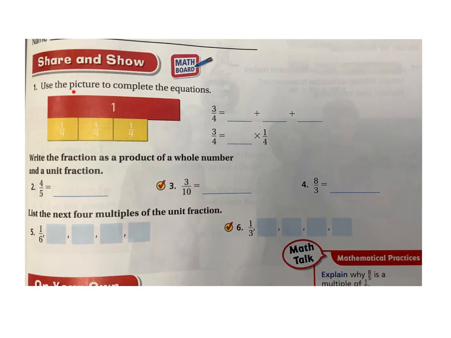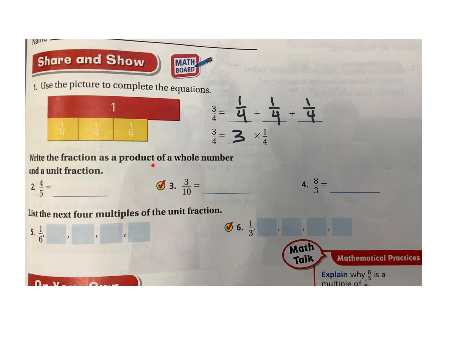So let's do the share and show. Use the picture to complete this equation. We have one whole. This is 1/4, 2/4, 3/4. 3/4 in its unit fraction form is 1/4 plus 1/4 plus 1/4. That is 1/4 added together 3 times. So we could also write that as 3 times 1/4. 1/4 added together 3 times.